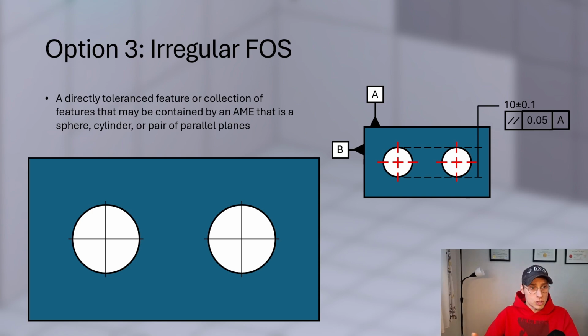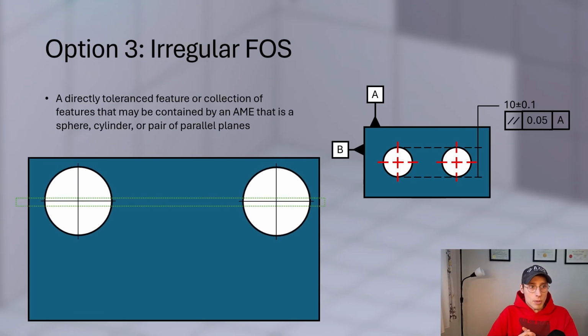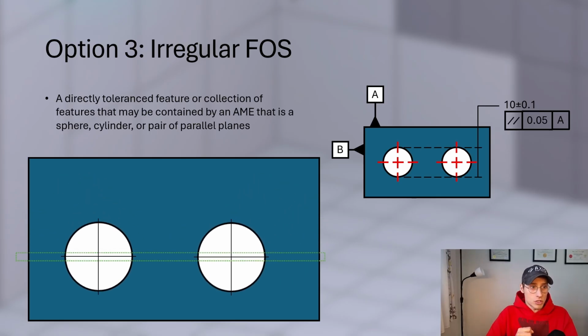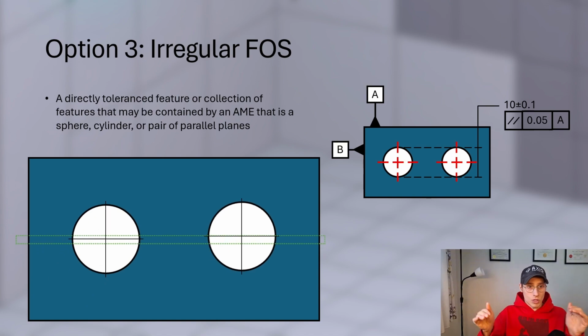So these two holes could be contained by a set of parallel planes, and then we could apply a parallelism tolerance to the midplane of these two actual mating envelope planes. And what would this look like? Well, I think it would look almost exactly like what the poster had requested, which is that it would control the parallelism of the axes of these two holes, and they would be able to move around completely horizontally independently of one another.